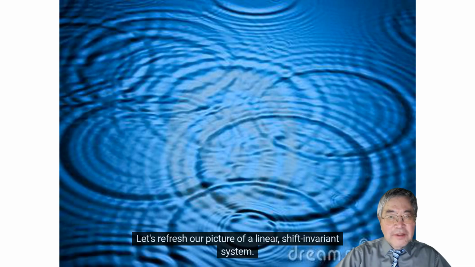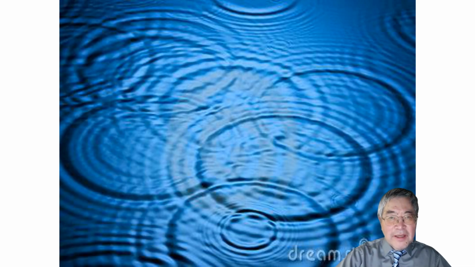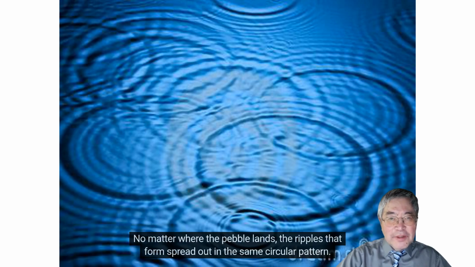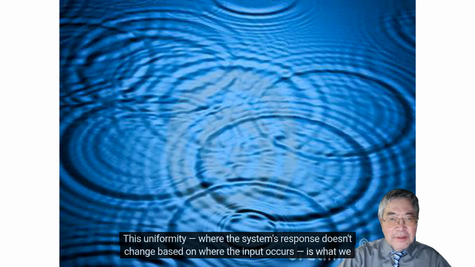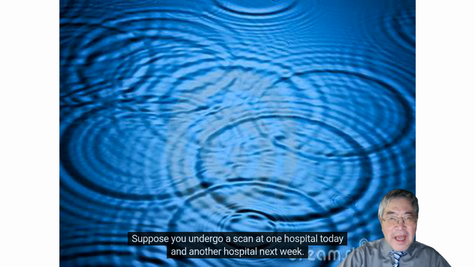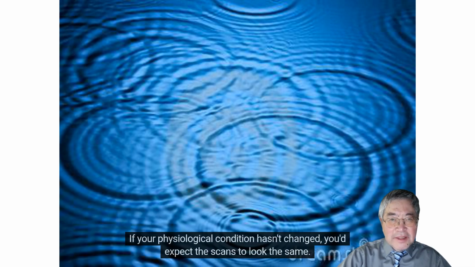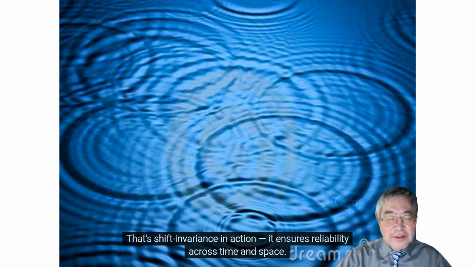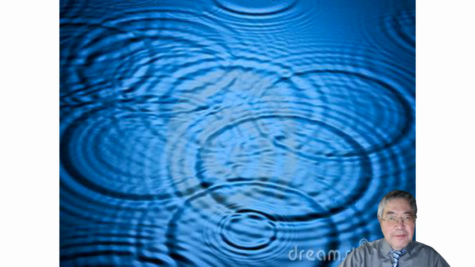Let's refresh our picture of a linear shift-invariant system. Imagine dropping a pebble into a still pond. No matter where the pebble lands, the ripples that form spread out in the same circular pattern. This uniformity, where the system's response doesn't change based on where the input occurs, is what we call shift invariance. Now relate this to medical imaging. Suppose you undergo a scan at one hospital today and another hospital next week. If your physiological condition hasn't changed, you'd expect the scans to look the same. That's shift invariance in action. It ensures reliability across time and space.